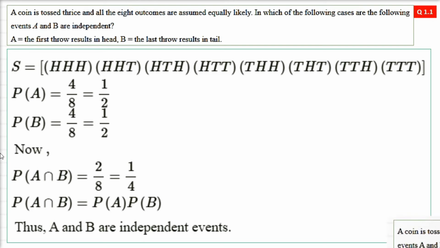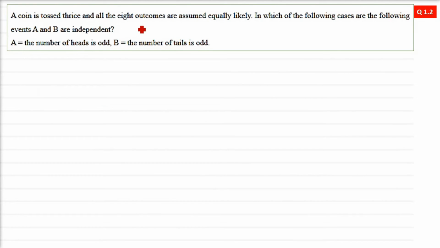A and B are independent events. A coin is tossed thrice and all the 8 outcomes are assumed equally likely. In which of the following cases are the following events A and B independent? Now these questions, that is the first question 1.2, 1.3, till these 3 questions are similar.